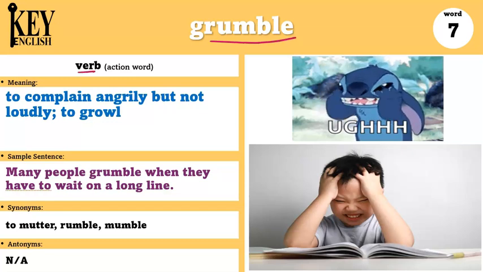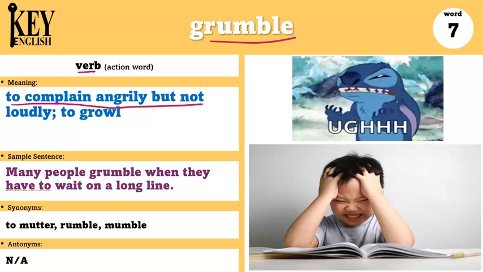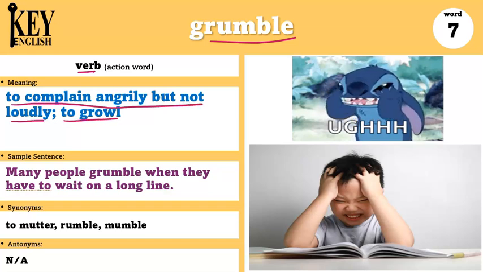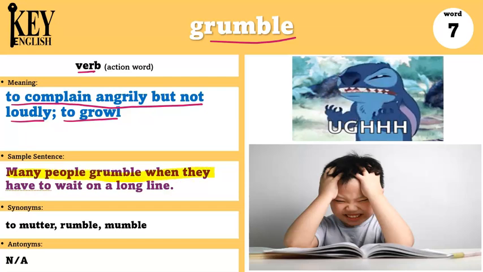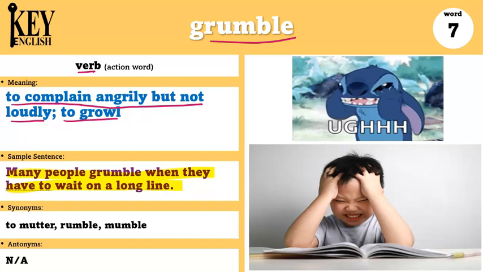Grumble is a verb and it means to complain angrily but not loudly, to growl. For example, many people grumble when they have to wait on a long line. So as you can imagine, if there is a line that is very long and the people have to wait because of this line, then they might start to grumble or they might start to complain.